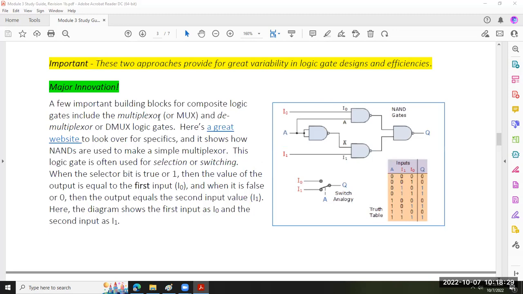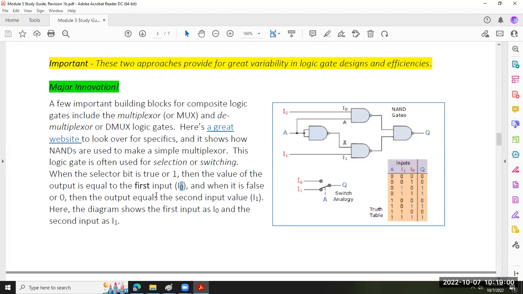The multiplexer allows us to do what with inputs? Select inputs. Select or switch between inputs. Excellent. Thank you. So I sub 0 is our first input, and I sub 1. We can, with a single bit, decide whether we're accepting this or accepting that.